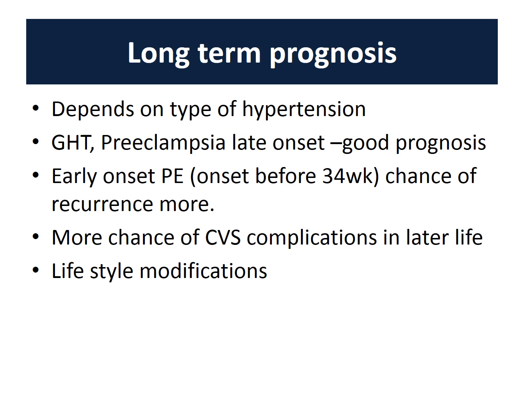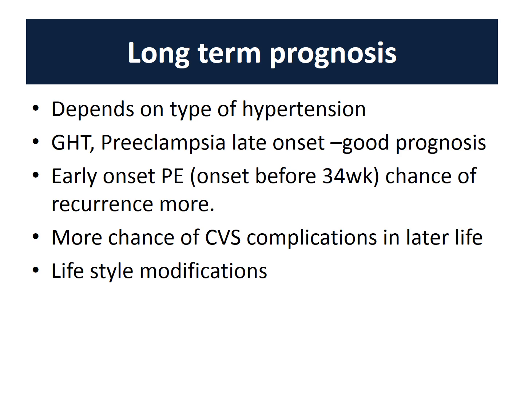Coming to the long-term prognosis in women with hypertensive disorders of pregnancy, prognosis depends on the type of hypertension the woman has. So, we have to have a postpartum checkup at 12 weeks, and if hypertension persists at 12 weeks, she should be reclassified as having essential hypertension or hypertension due to secondary causes like renal causes, SLE, like that, and should be further investigated.